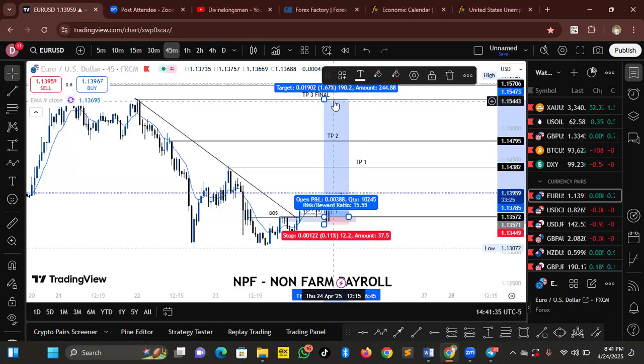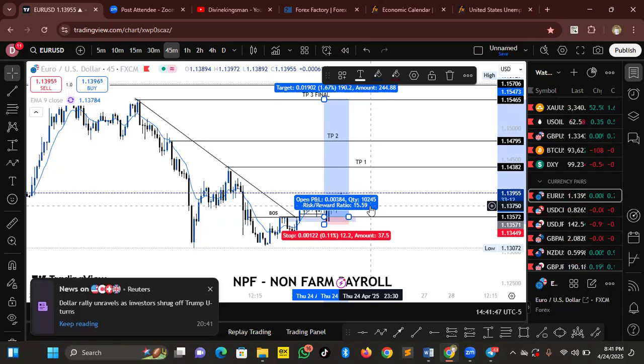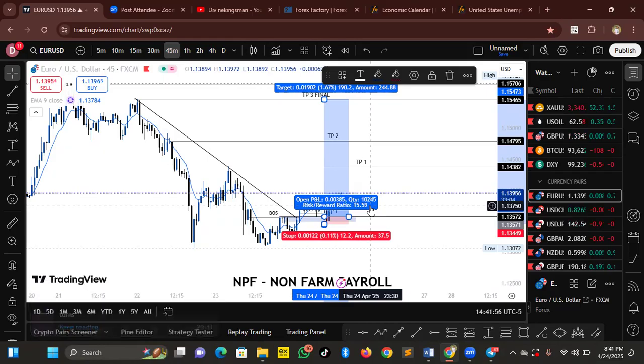If I'm to hold it all the way up here, my final take profit is here, and you can see the risk to reward ratio is 15.59. That means if I'm risking, let's say, $10 here, what I'm predicting that I'm going to make is about $150 plus in the market, just risking $10. So you can see how good risk to reward ratio can be.